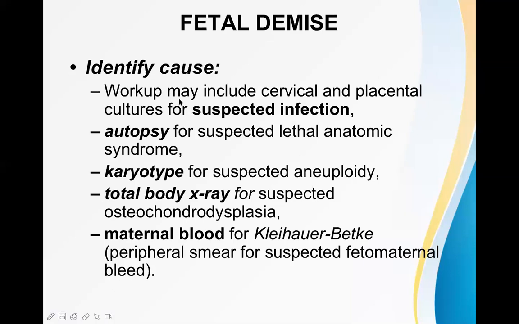Now see, the workup may include cervical and placental culture for suspected infection, because infection is one of the causes of intrauterine fetal death. Autopsy can be done to find out lethal anatomical syndrome. Sometimes the baby may not be formed properly inside. Some lethal congenital anomalies may be present inside the body. Karyotyping should be done for suspected aneuploidy. This can be very easily diagnosed by karyotyping. Aneuploidy means it is not the number of 46. It may be one less or one more than that.